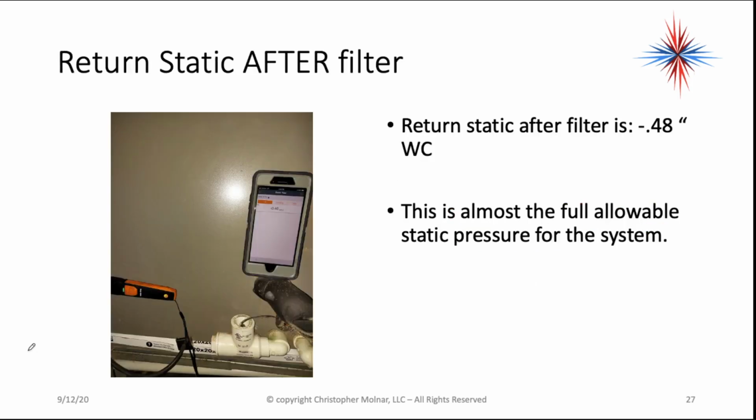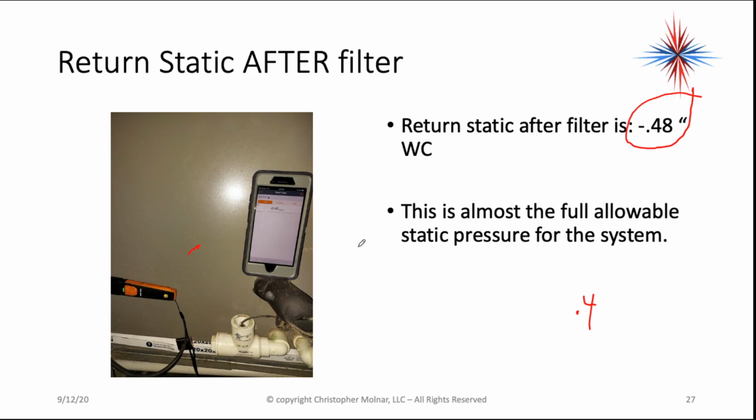Okay, I'm going to take static air pressure. I want to take air pressure after the filter, and it's not going to be 100% accurate just based on how I have to put this probe. The accurate way would be to drill a hole into the unit itself, but I'm not going to do that. I want to capture a simple, quick, dirty method. I have a return air pressure of negative 0.48 inches water column. Now remember, the rated static pressure for this entire system is 0.4.